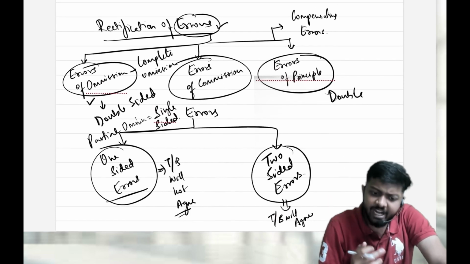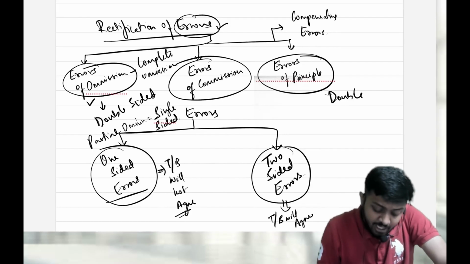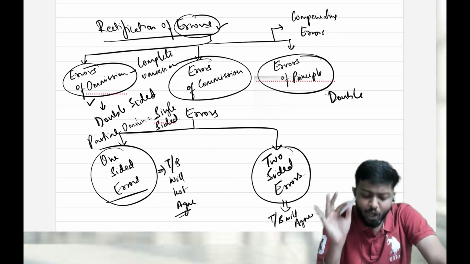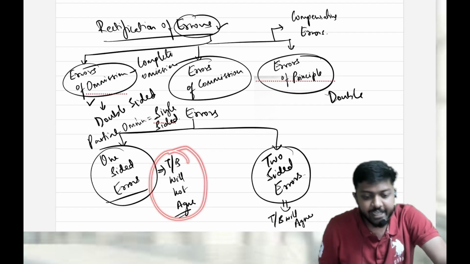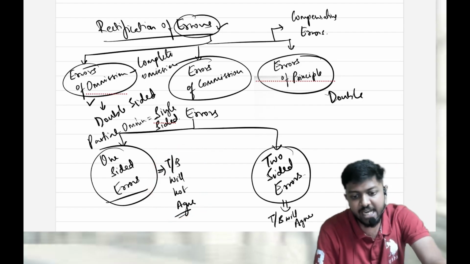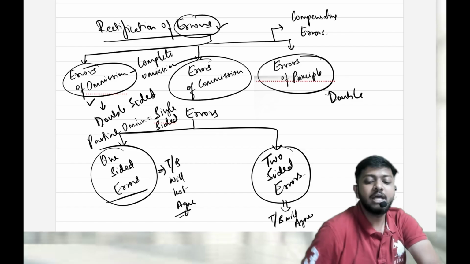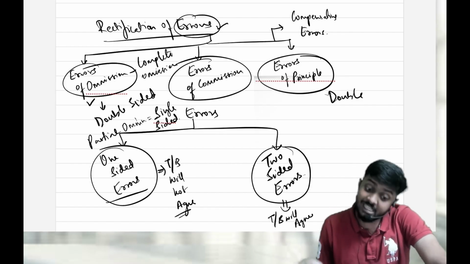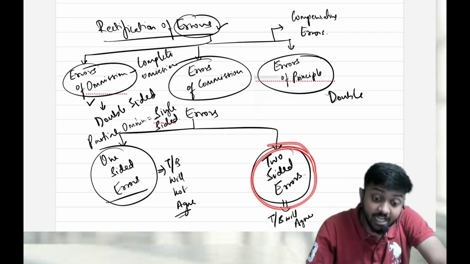Now what is this one-sided error, sir? Very simple. Some error has happened, and because of this error, the trial balance is not tallying. That means the trial balance is not agreeing. Then these errors are called one-sided errors. Some error has happened, and the trial balance is still agreeing. These are called two-sided errors.